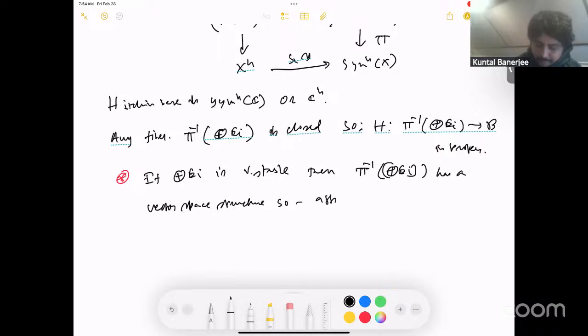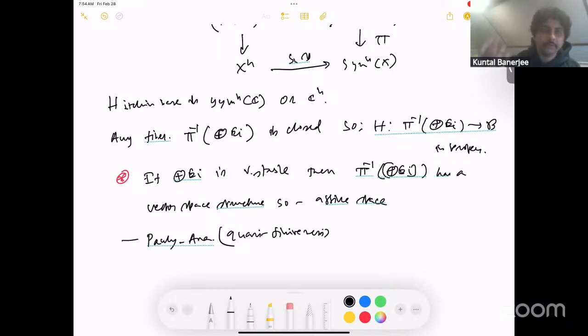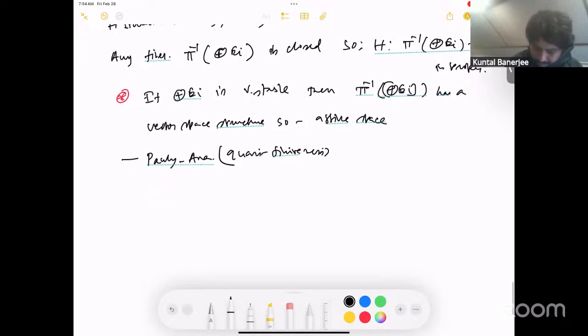So affine space. The other results by Pauli and Anna work for these very stable bundles on elliptic curves. That quasi-finiteness works because once again we have a proper morphism between two affine spaces. Okay, and now let us come to some kind of geometry of this wobbly and very stable locus.